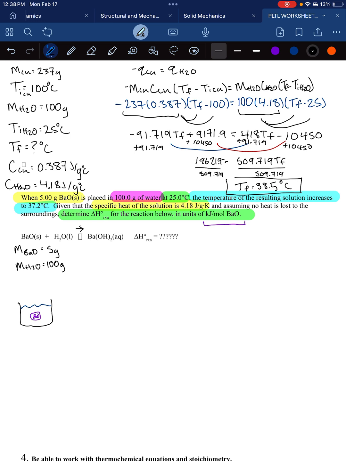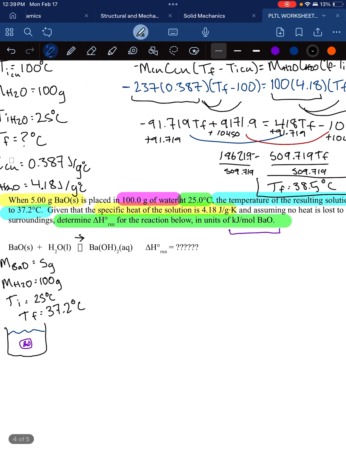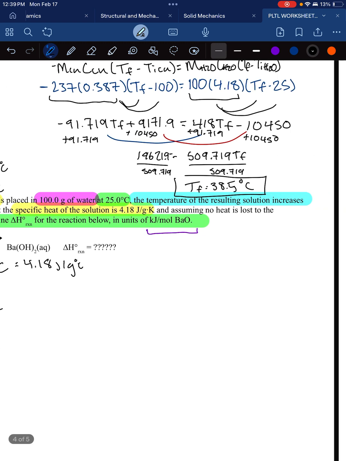Let's keep reading. And then the temperature of the resulting solution increases to 37.2. Okay, so now we can be sure that since the temperature is increasing, we know for sure that our T initial is going to be 25 degrees Celsius, and our T final is going to be 37.2 degrees Celsius. And the specific heat of the solution is going to be 4.18 joule per gram Celsius. Okay.